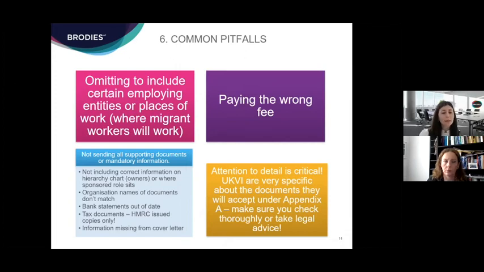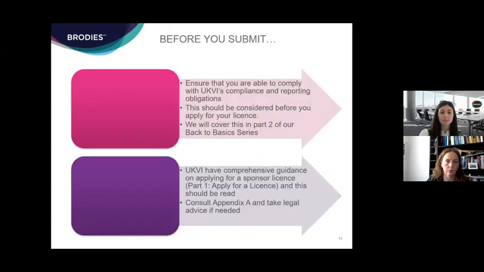Also, things like bank statements, make sure that they're the most recent and not out of date. UKVI do require those statements to be the most recent ones you've been issued with. And also your tax documents, UKVI only accept HMRC issued copies. So again, bear that in mind, and just be really thorough with Appendix A, and attention to detail is absolutely critical. If you're not sure of anything, then do make sure you take advice as appropriate.